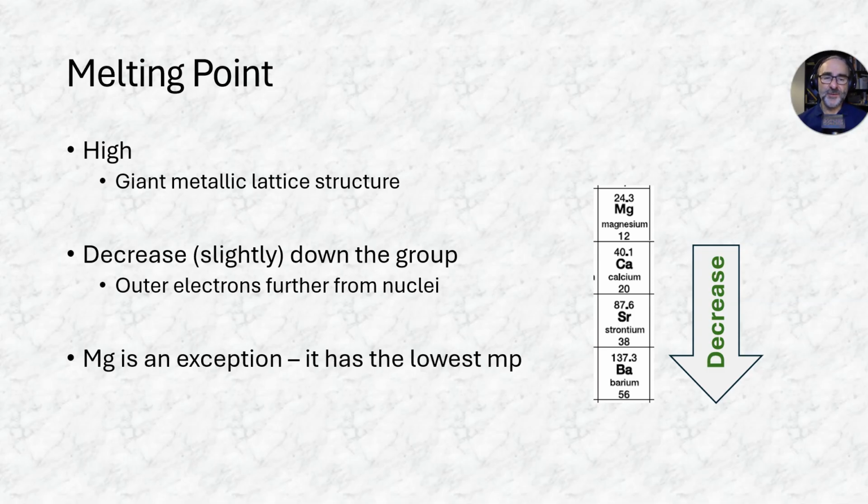Now there is an exception. Magnesium actually has the lowest melting point of these 4. The reasons are not straightforward. You're just expected to remember that magnesium is the exception. It has the lowest melting point. You don't need to learn or remember the reason why.